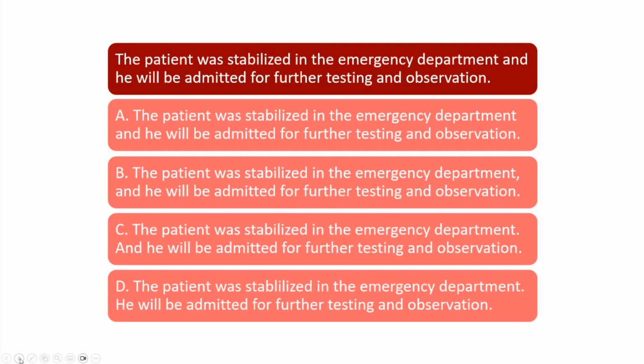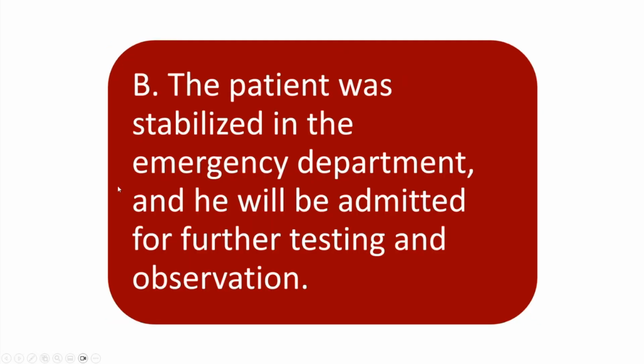Okay, let's take a look. And again, we have some mixed answers, and this is fantastic because this is a great educational opportunity. The patient was stabilized in the emergency department, comma, and he will be discharged, or pardon me, he will be admitted for further testing and observation. So remember when we said take out the conjunction, this is "and," the conjunction, and if you have two complete sentences, you would have to use a comma. So let's look at it that way.